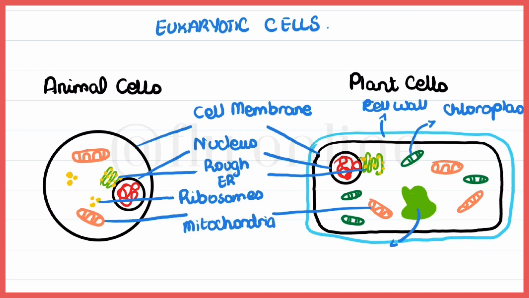Next up, we have a permanent vacuole. The permanent vacuole is filled with cell sap to keep the cell turgid.